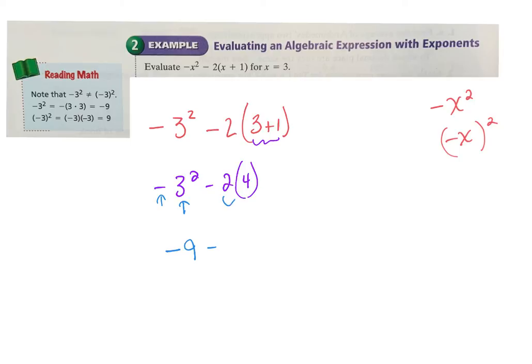And then we can do this multiplication. 2 times 4 is 8. Negative 9 minus 8 is negative 17. Okay? So think of it as this. Basically a negative is just negative 1 times 3 squared is basically what that is. So when you see something like this, that's what that is. And so that's why you do the exponent first and then the negative, because technically that negative is a negative 1 in front of it.